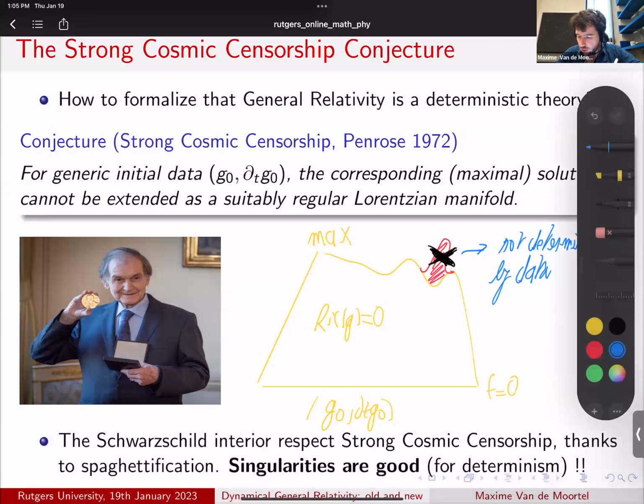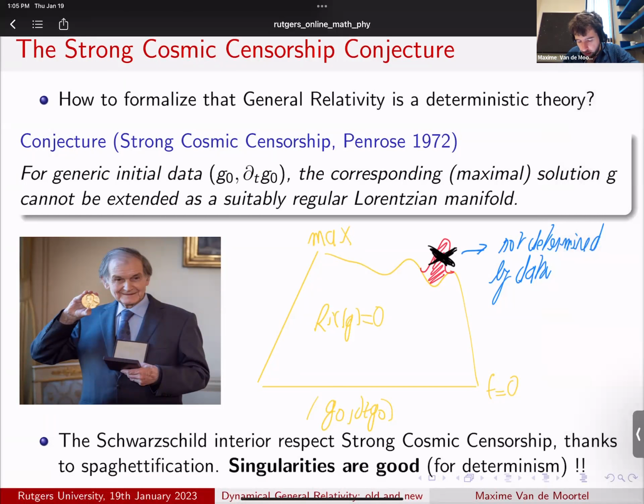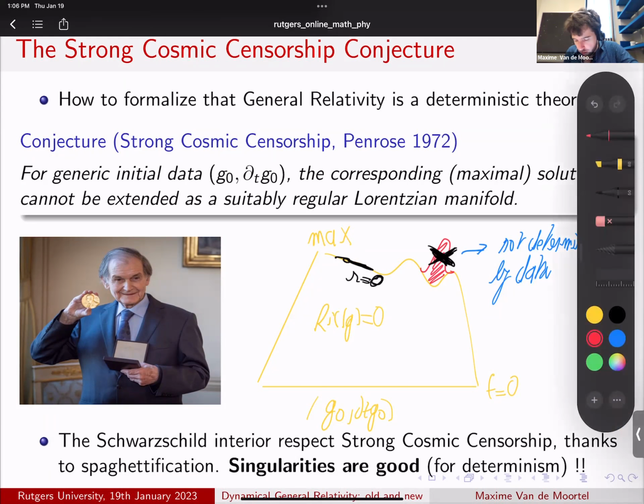So from that perspective, let's come back to the Schwarzschild singularity. Remember that in the Schwarzschild singularity, there's a spaghettification that happens when r equals 0. And this is actually an interesting thing for strong cosmic censorship, because once you have a singularity, you precisely can't extend through the singularity, right? Because if not, you will have a singularity in the middle, and that's not allowed by the rules of extension.